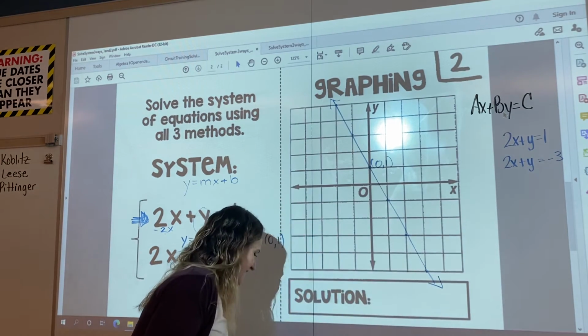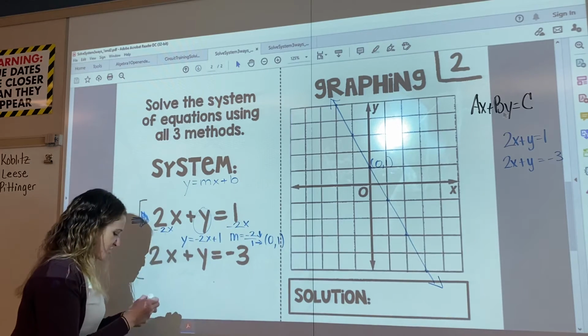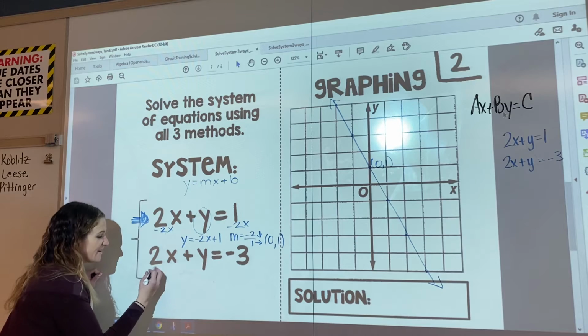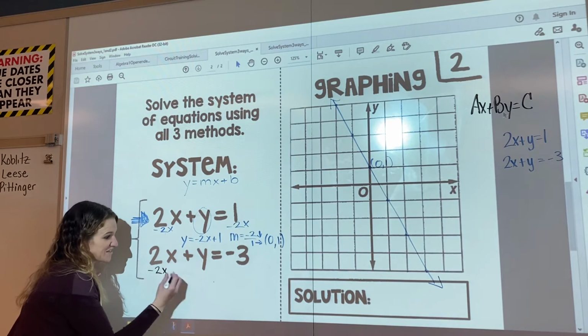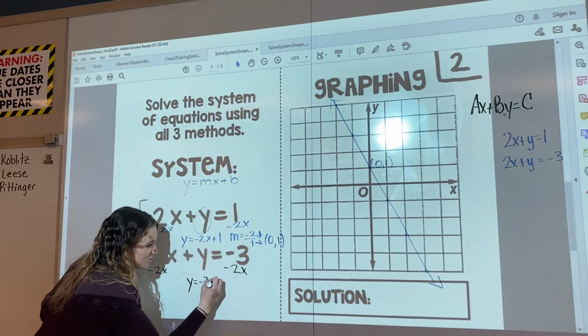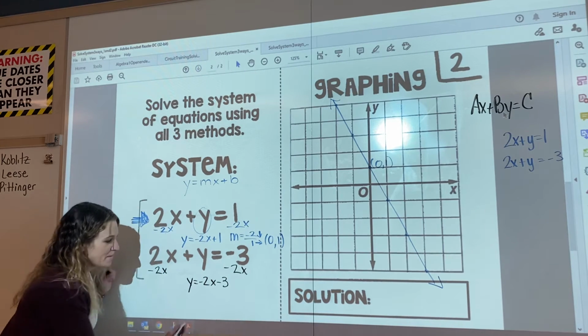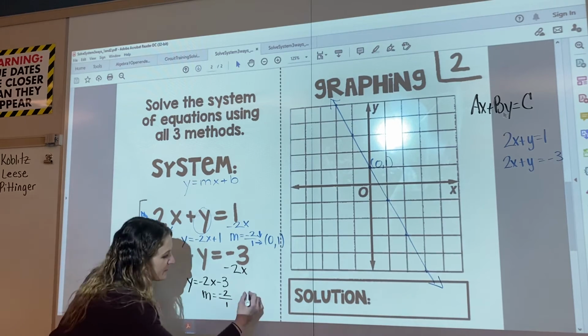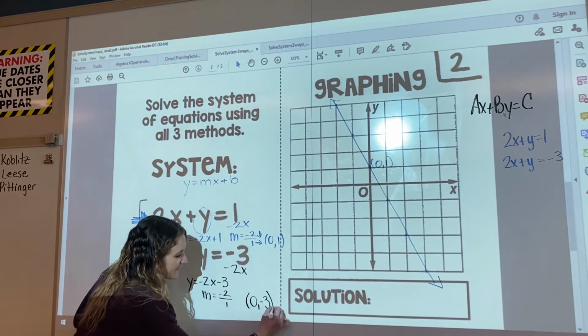Alrighty. Same thing with this second equation. I'm going to need to manipulate it a little bit. I need to solve for y first. So again, I'm going to subtract 2x on both sides, giving me y equals -2x minus 3. My slope again is a -2 over 1, but my y-intercept this time is 0, -3.